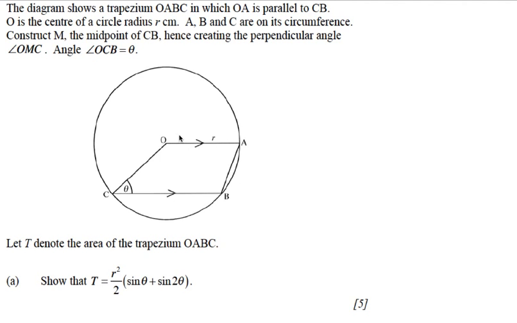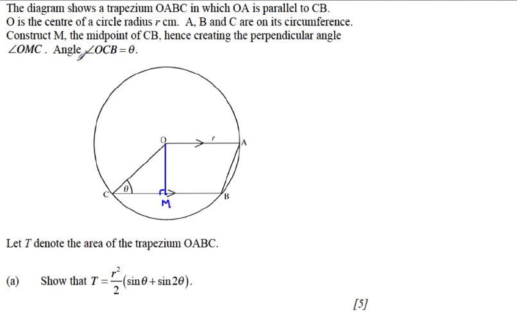Here it is, which shows the parallel sides, right? And the radius is r here. A, B, and C are on its circumference. Construct M, there's a big hint, the midpoint of CB. So if we take M and put it down here, and it's the midpoint of CB, so it's a 90-degree angle there.